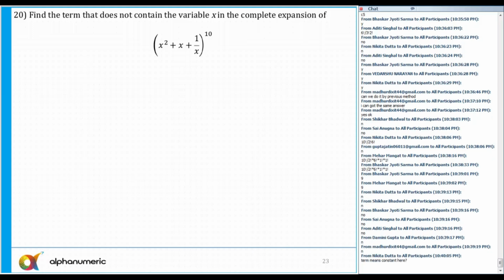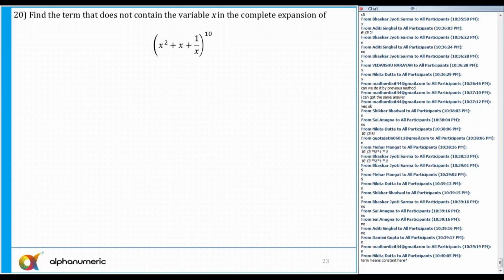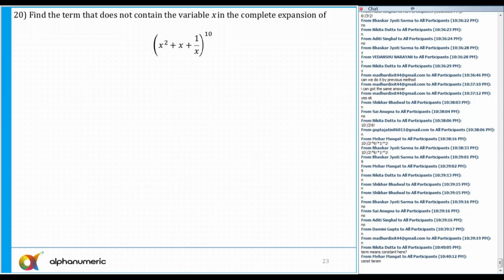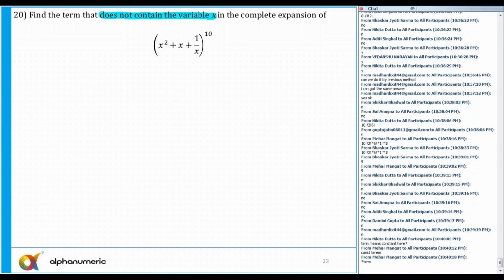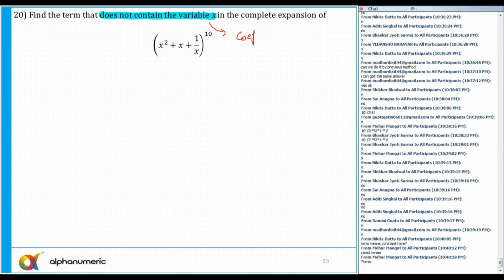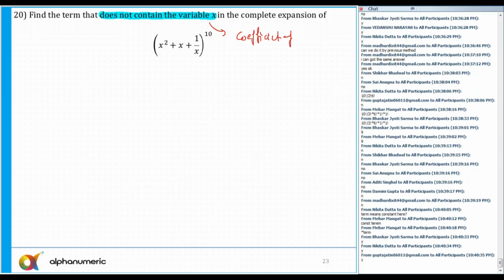That does not contain the variable x means what? Constant term. Yes. So that does not contain the variable x means I need to find out the constant term. Or can I say basically I need to find out the coefficient of x raised to power 0? Yes or no? Then there will be no variable x.